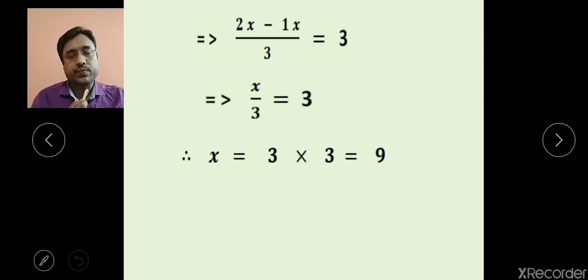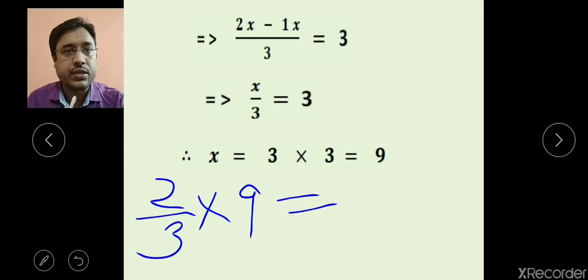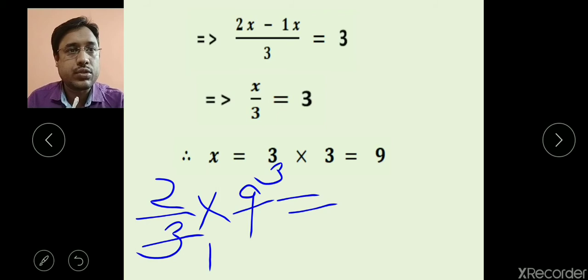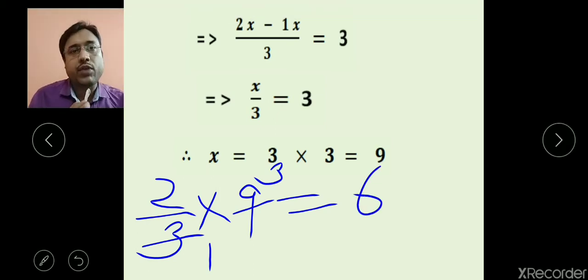Okay, so we can check: what is 2 by 3 of 9? We can find it: 3 into 1 time and 3 into 3 time. So 2 into 3 is 6. And you know that 1 by 3 of 9 will give you the value 3. Then what is the difference between them? 6 and 3, the difference is 3 only.